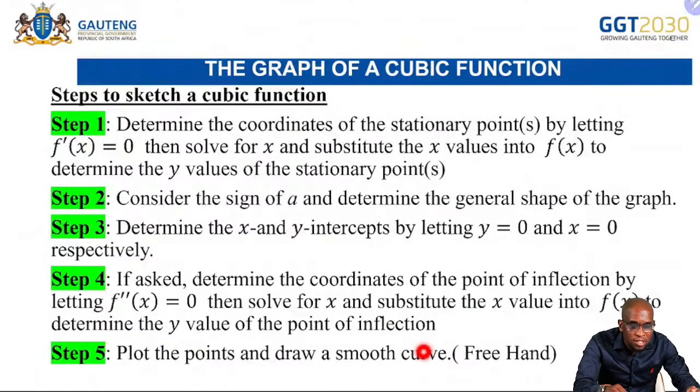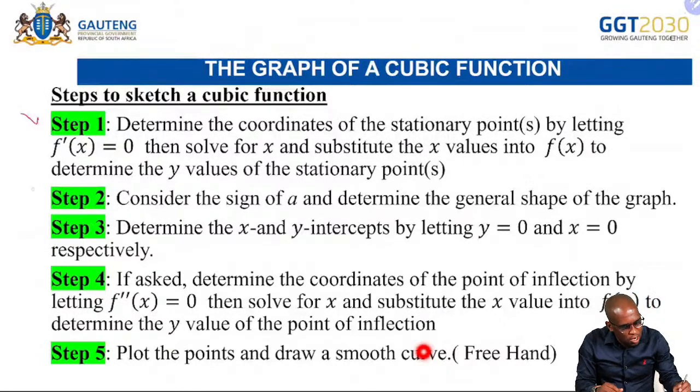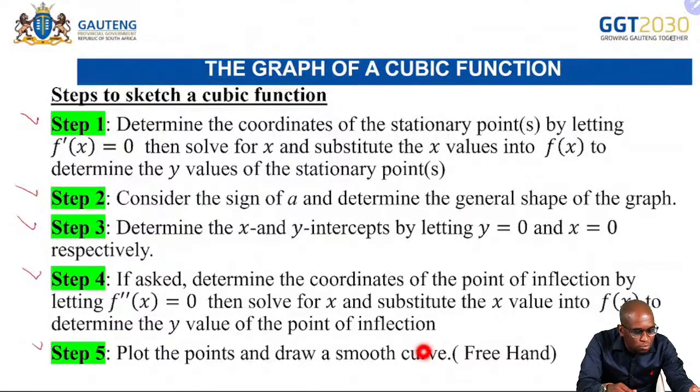Now, how do we sketch the cubic function? Step 1, we first determine the coordinates of the stationary point. Why do we normally start there? Because we want to know the basic shape, to say how many stationary points it has. Number 2, we consider the sign and look at the general shape. We find the x and y intercepts, we find the turning point, and we plot a smooth curve.